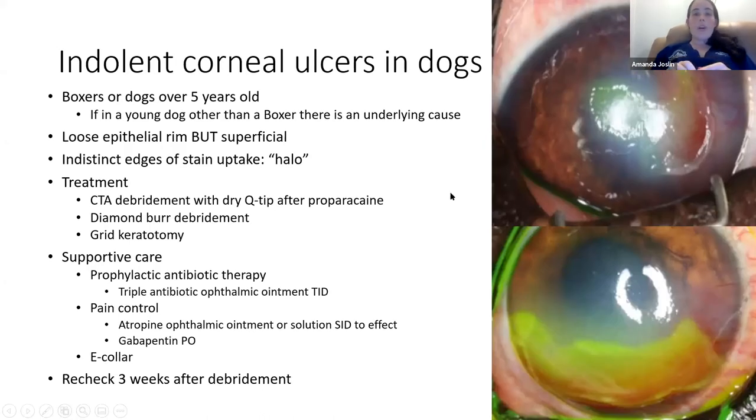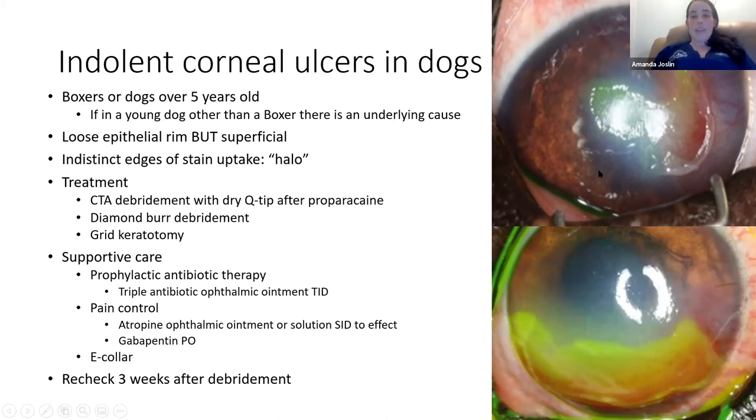Indolent ulcers are non-emergent, but non-healing, non-infected ulcers that can happen in any boxer or any dog over 5 years old. You get a superficial ulcer, but in these areas the epithelium has not adhered to the stroma and there's a loose rim of tissue. If you are seeing it in any dog under five that is not a boxer, there is something causing it. So if that's the case, you need to find out what's happening.